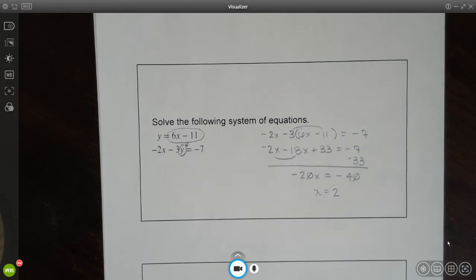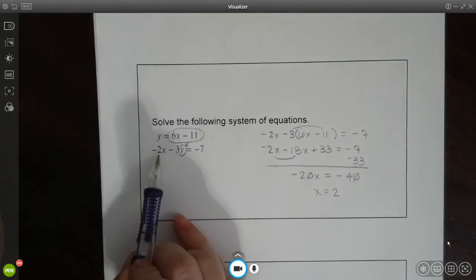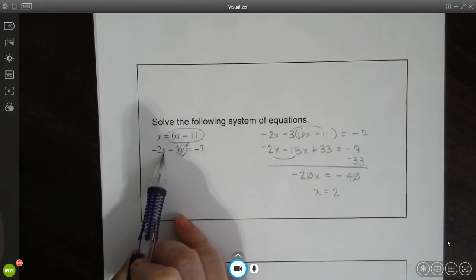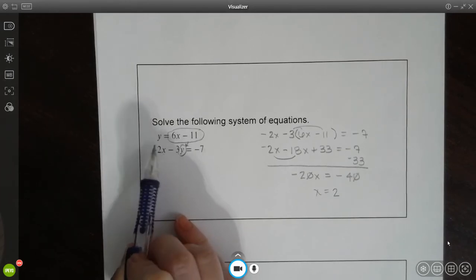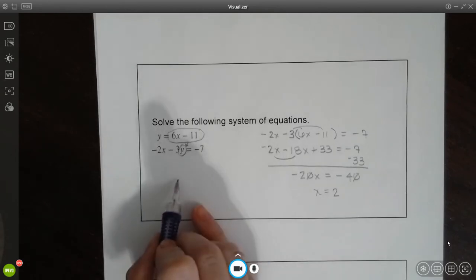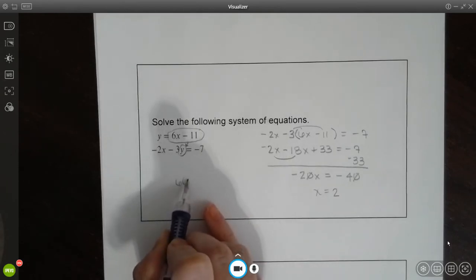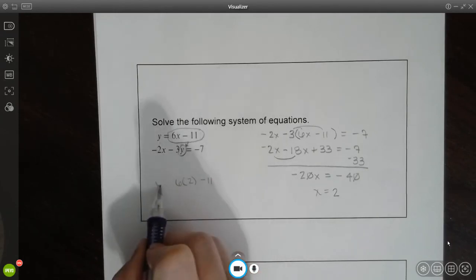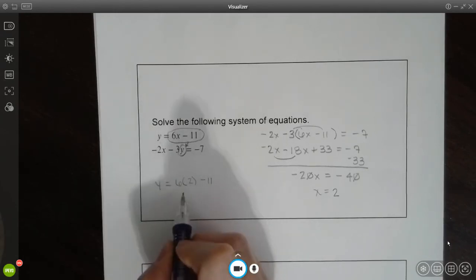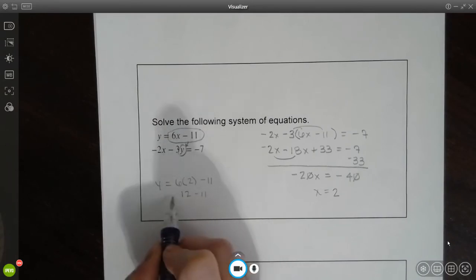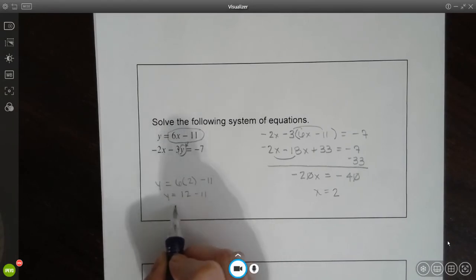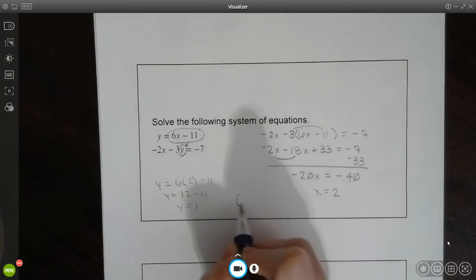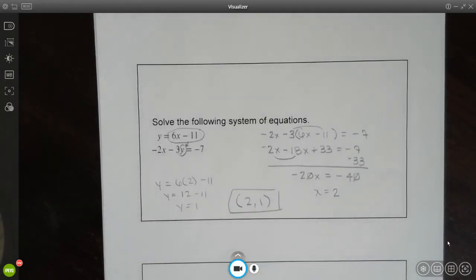Now I know what x is equal to. You could choose to come here and substitute x in and find y that way, but I already have here y equals, so I'm going to take 2 and substitute it over here. So I'll have 6 times 2 minus 11, and that's going to be y. 6 times 2 is 12, so I know that y equals 1. So my solution point is 2, 1.